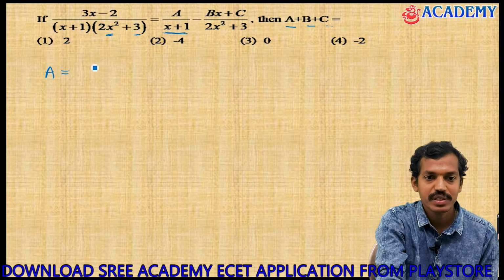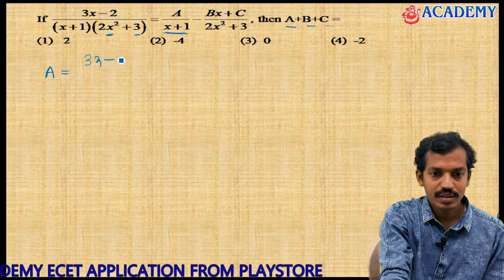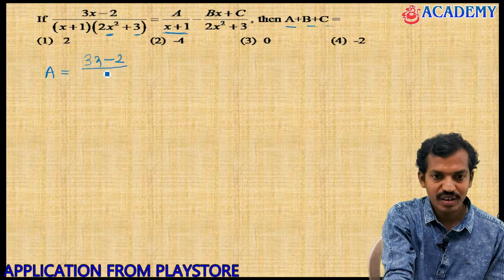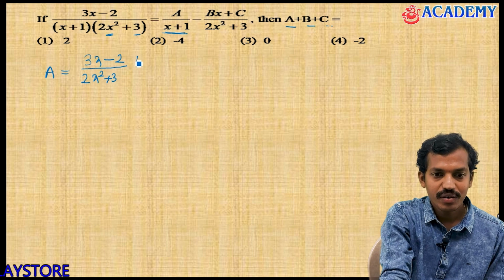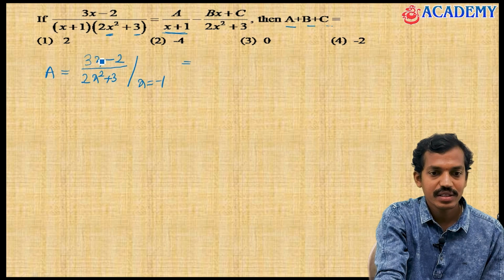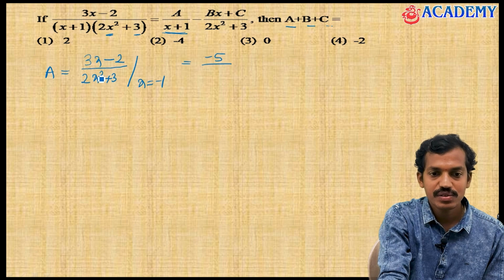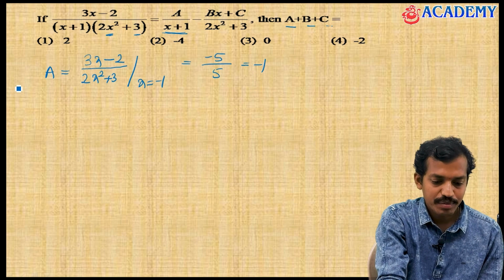What is the value of a going to be? Simply eliminate x plus 1, giving (3x minus 2) divided by (2x square plus 3), where x equals minus 1 by simply substituting. That gives 3 into minus 1, which is minus 3, minus 2 is minus 5, divided by minus 1 whole square, which is 1, plus 2 plus 3, which is 5. The value of a is going to be minus 1.